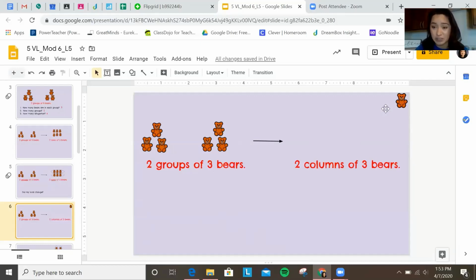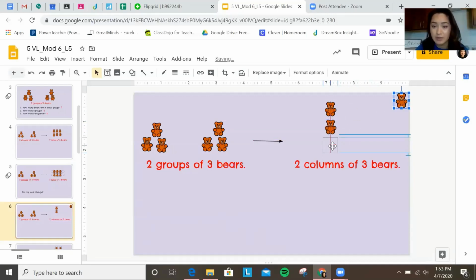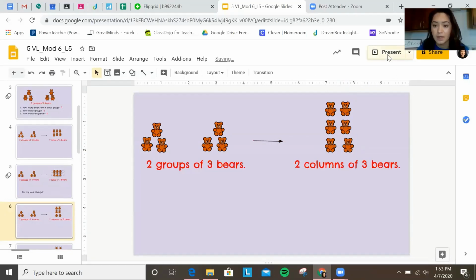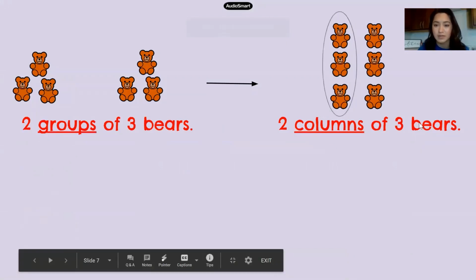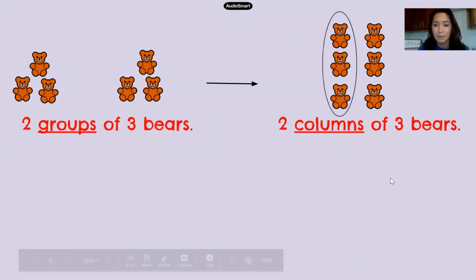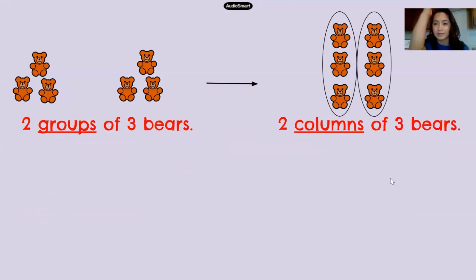I'm going to make my first column of 3. 1, 2, 3. Remember, columns go up and down. And my second column of 3. 1, 2, 3. All right, I have 2 columns of 3 bears. There's my first column. There's my second column, up and down.